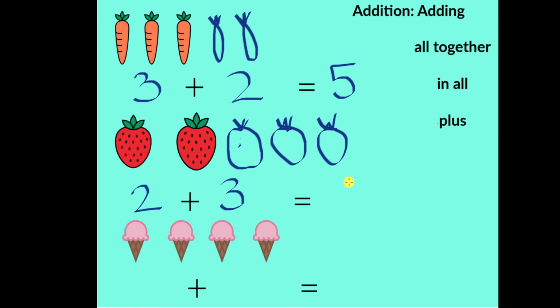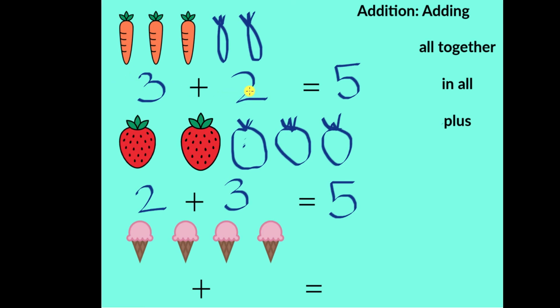We have 5 again. We have 5 strawberries. This is called a reciprocal. That's in higher math. You'll learn that word. But what reciprocal really means is to flip it. So in the first problem, you had 3 plus 2. And in this problem, you had 2 plus 3. All we did was flip the numbers around, and it still equals 5.